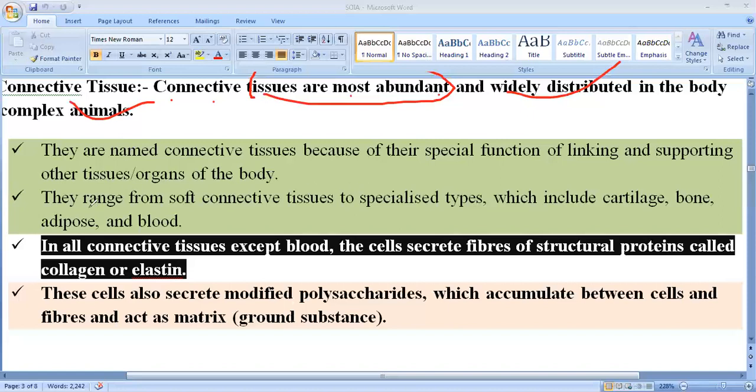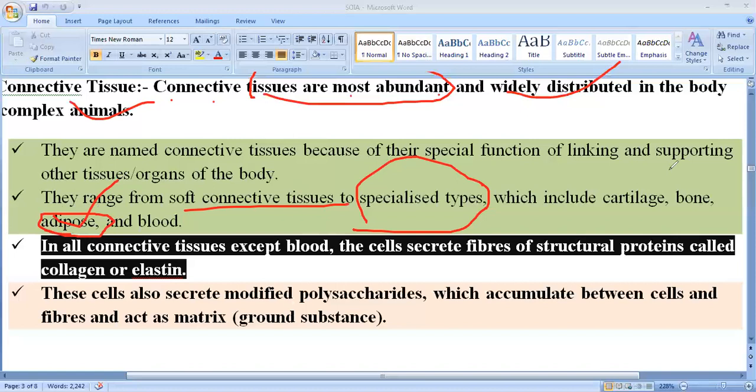Next, the range of specialized connective tissue types includes cartilage, bone, adipose and blood. What is this sentence explaining? It explains that there are three different types of connective tissue. One is proper connective tissue, another is supportive connective tissue, and the third is fluid connective tissue. Proper connective tissue includes adipose as well as areolar tissue.